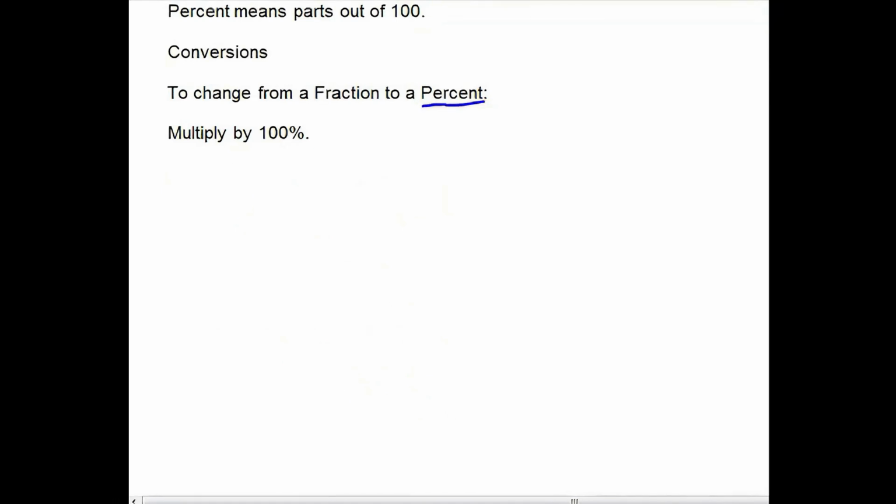Our last conversion will be to change from a fraction to a percent. So we will multiply by 100%. Anytime you're going to a percent, you can multiply by 100%. So we're going to convert 2/5 to a percent. So we'll write down what we have. We have 2/5, and we're going to multiply by 100% to get percent.